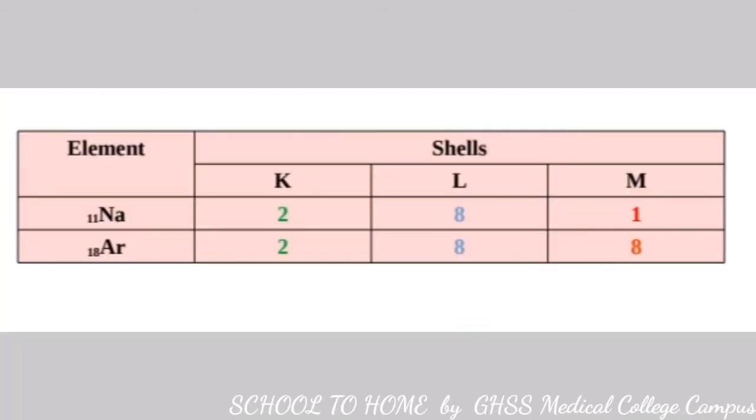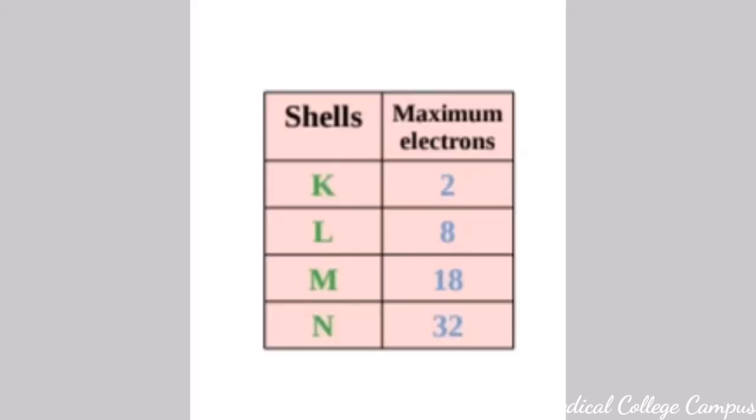You might have got your table filled like this, isn't it? Now let us analyze that table. How many electrons are present in the M shell, that is the outermost shell of argon? It is 8. Okay. What is the maximum number of electrons that can be accommodated in the M shell? Yes, it is 18.